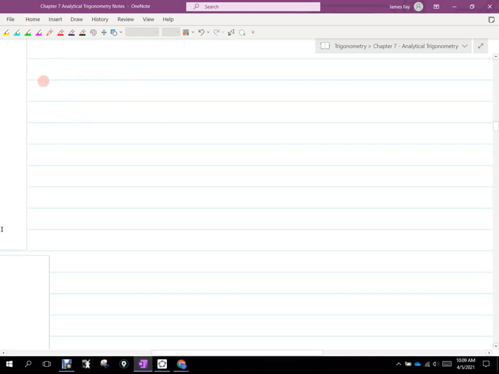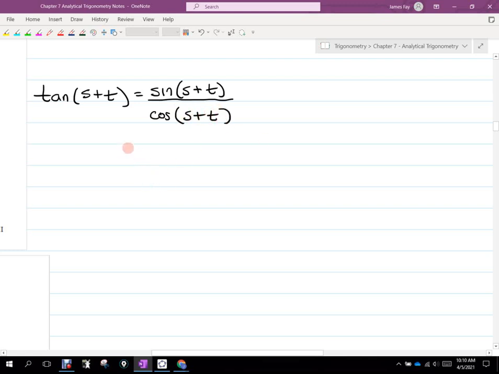So if I ask you, what is the tangent of s plus t? The tangent of s plus t is the quotient of sine of s plus t divided by cosine of s plus t, right? Remember what this is saying is if that's 75 degrees, the tangent of 75 is the same as sine of 75 divided by cosine of 75. And that's something we've known since day one of trig, right? Tangent is the same as sine over cosine.